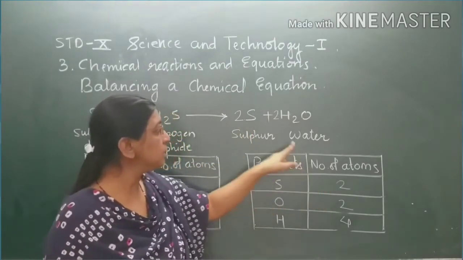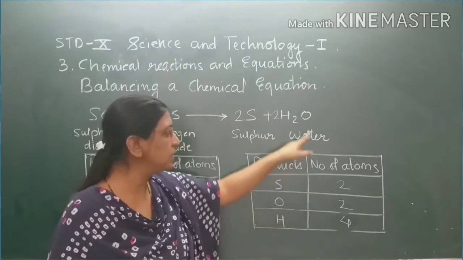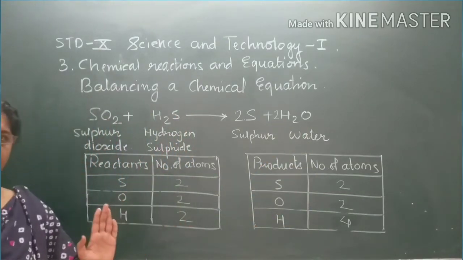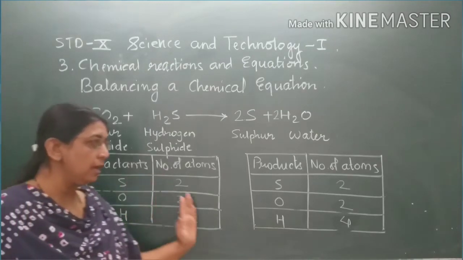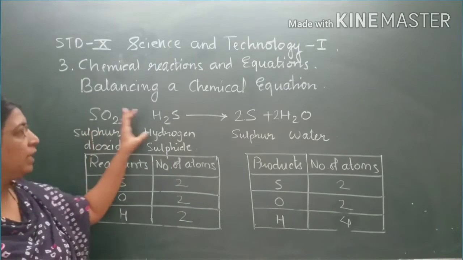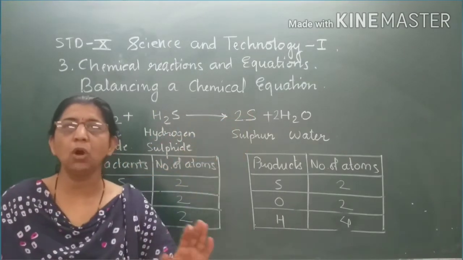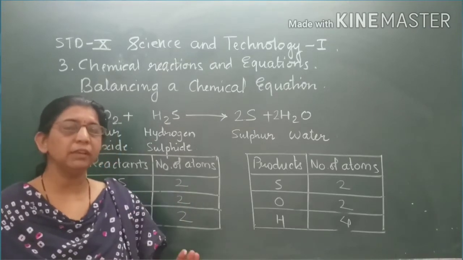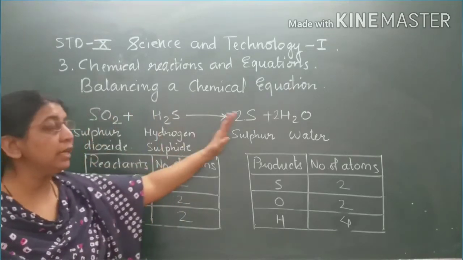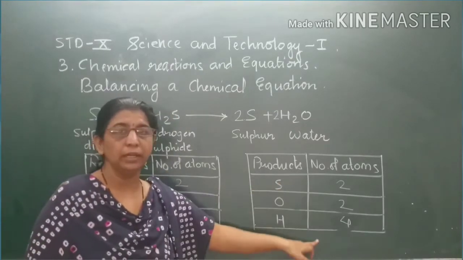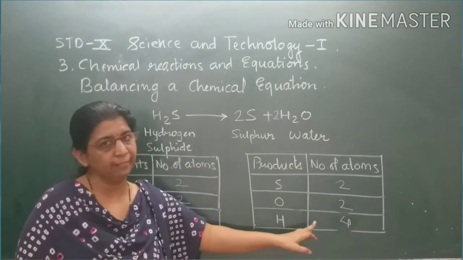Sulfur 2 atoms, hydrogen 4 atoms and oxygen 2 atoms. Now if I look at the table, still every element is not balanced. That means even if I have written this equation, this is not a completely balanced equation. Remember, balanced equation means after rewriting the coefficients, the number of atoms in the table must remain the same.